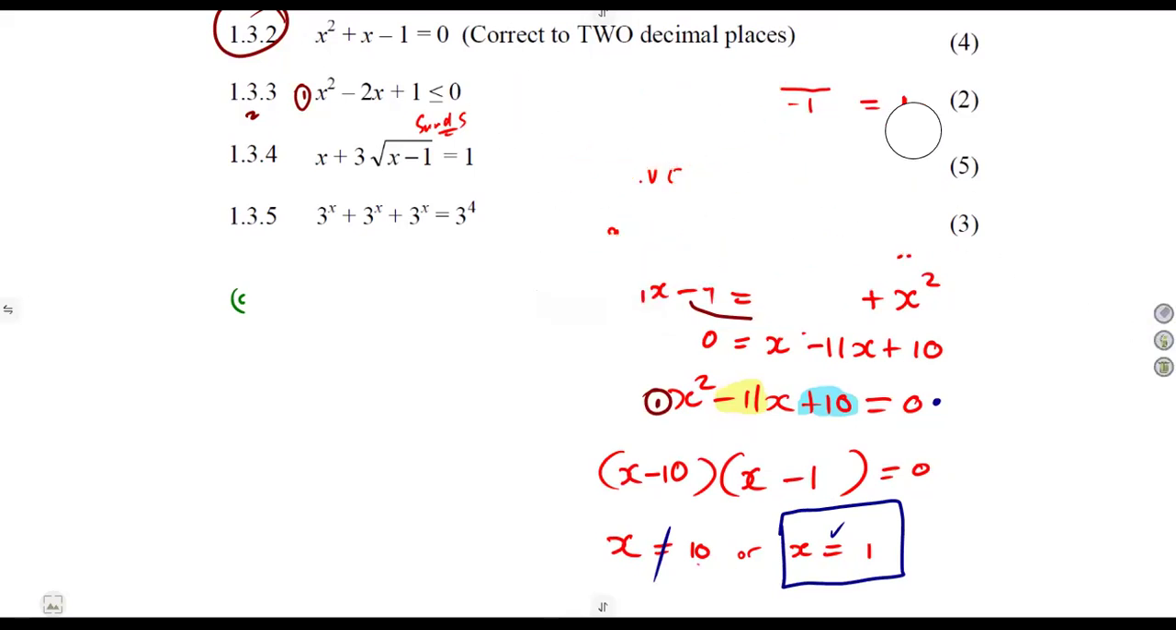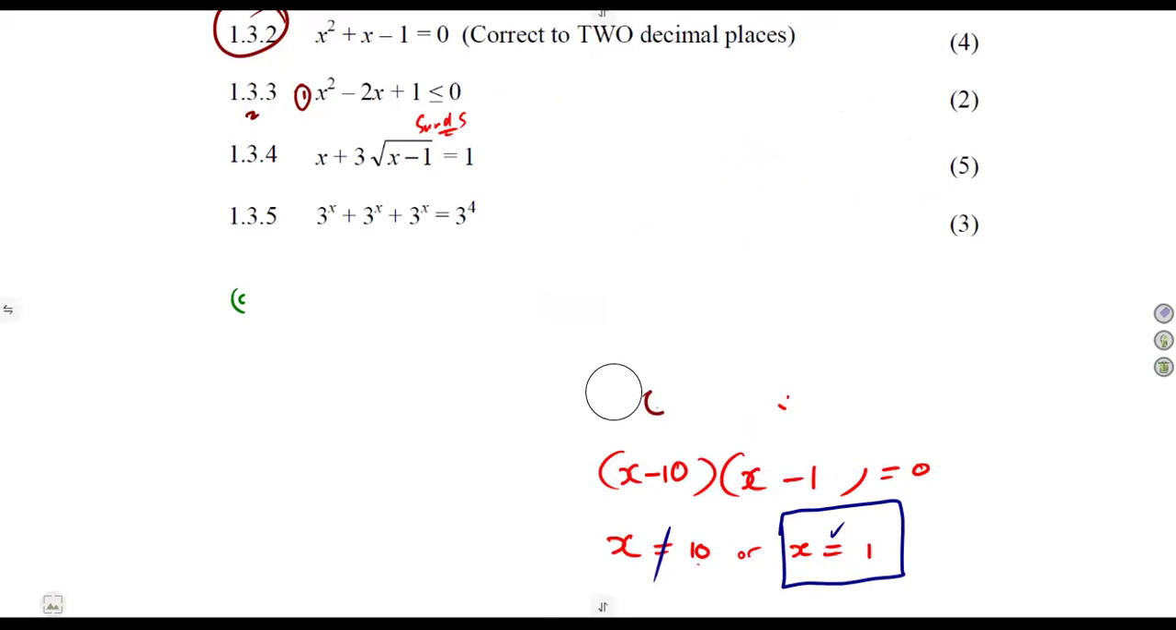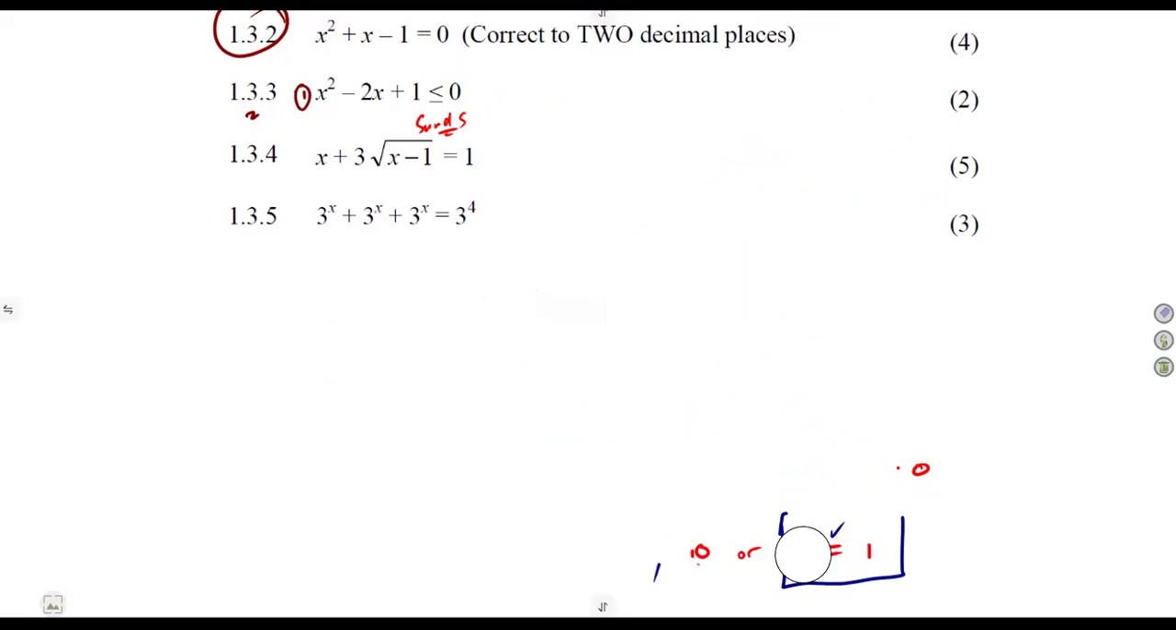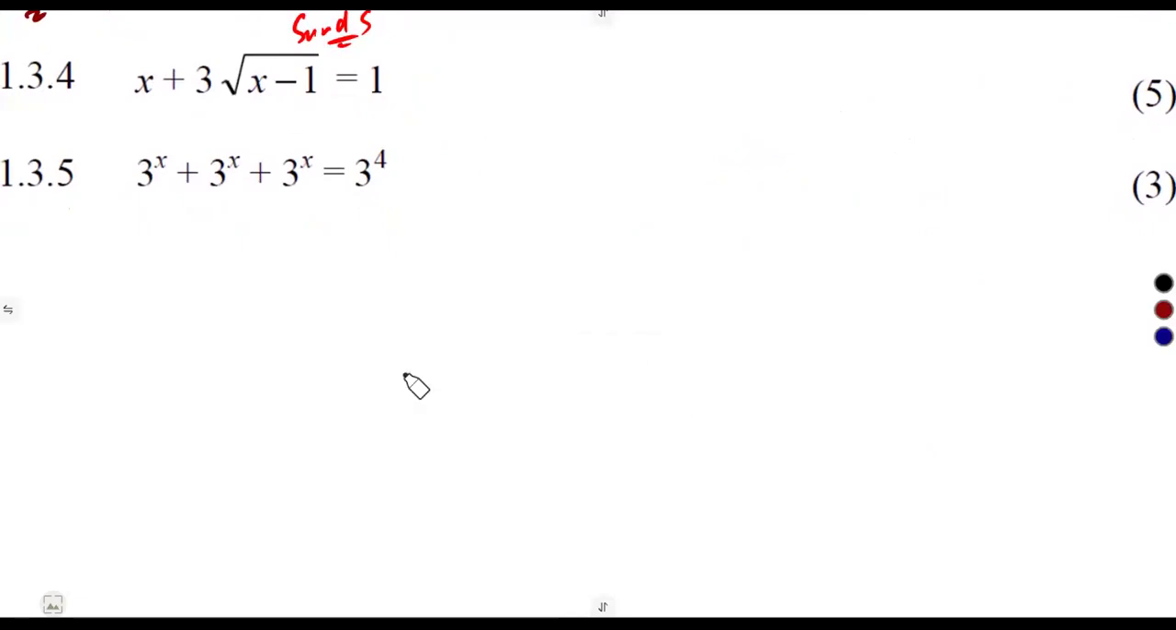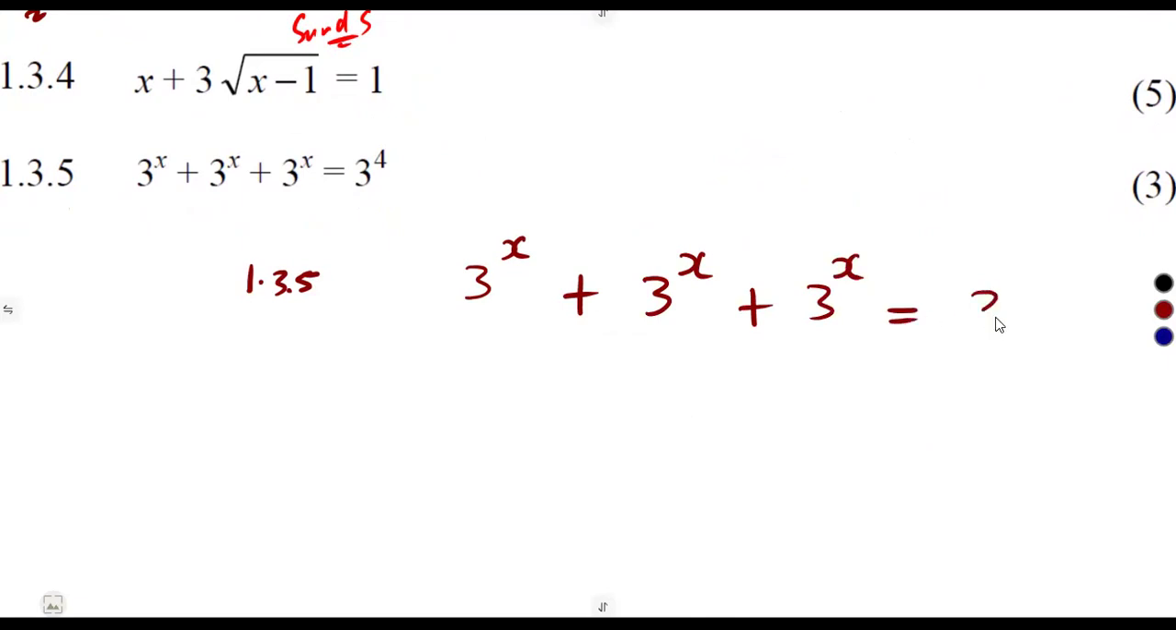Let us consider another part, 1.35, under our exponents, working with our exponential equations. We are given 3 to the exponent of x plus 3 to the exponent of x plus 3 to the exponent of x is equal to 3 to the exponent of 4. So actually, we had a similar question like this before, guys. This is just an addition. We are simply working with an addition of terms.